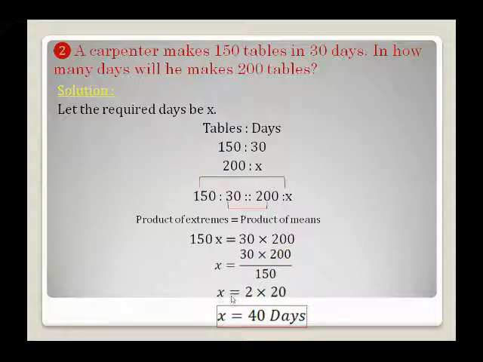Now here we write x is equal to 2 multiplied by 20, because after simplification we get 20 here. So 2 multiplied by 20, then we multiply: 2 20s are 40, so the value of x is equal to 40. Now students, because here we find the number of days, the value of x is the days, so we write x is equal to 40 days. It means that a carpenter makes 200 tables in 40 days.